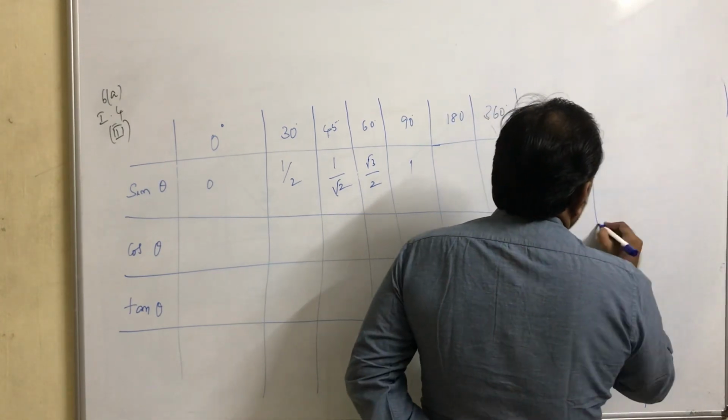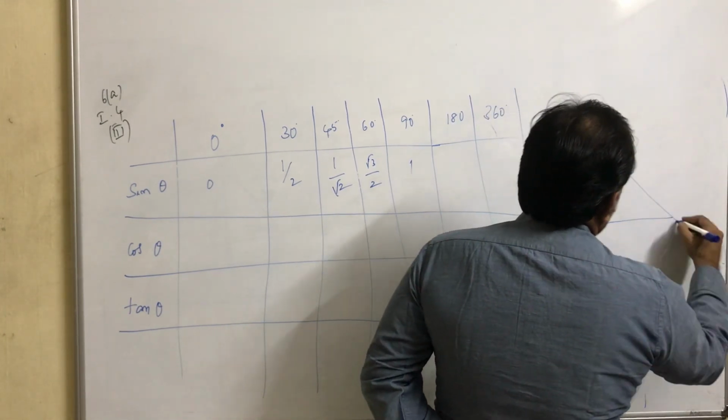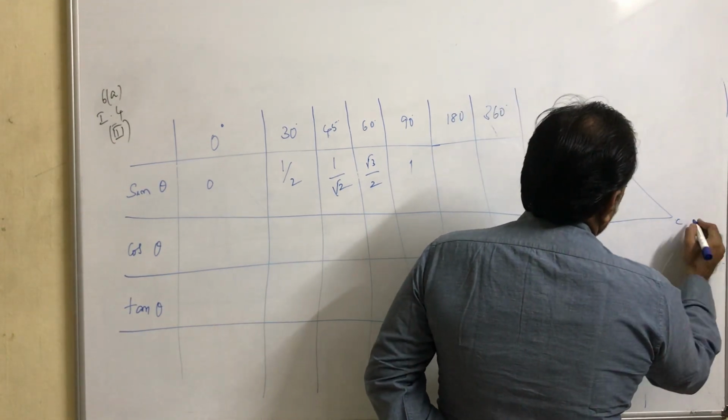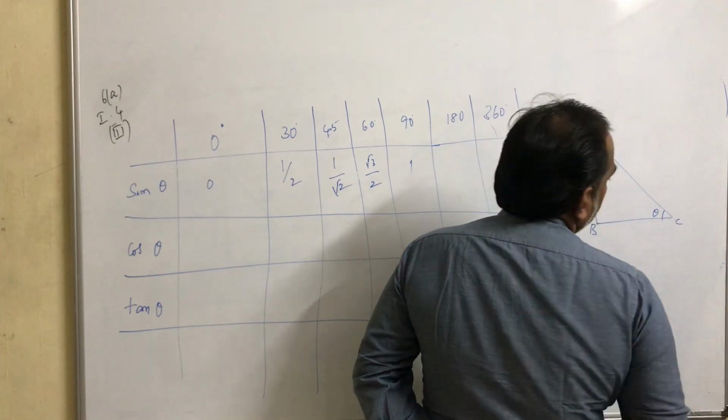Okay. Just to see, I can say, let us take a triangle again. Okay, A, B, C. Let us say this is theta.